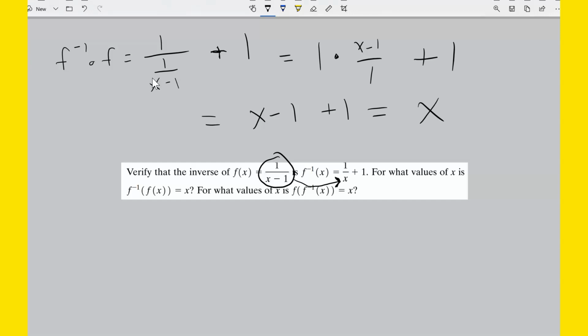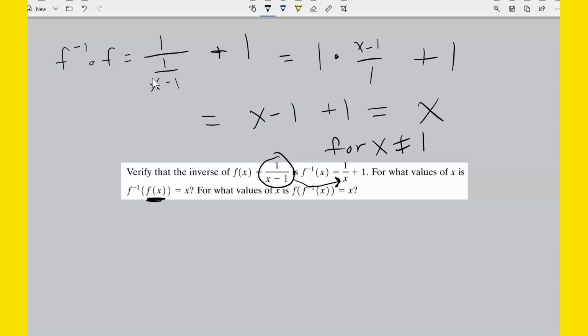Now the next question says, for what values of x is f inverse of f of x equal to x? The reason it asks that is because there may be, especially in this one, certain values that are excluded from the domain because they make the thing undefined. In other words, they make it be 0 on the bottom of the fraction. So for f inverse of f of x, I'm asking what value can't go in for x. Well, look at f of x. What can't I plug in? I can't plug in 1. So I would say for x not equal to 1.